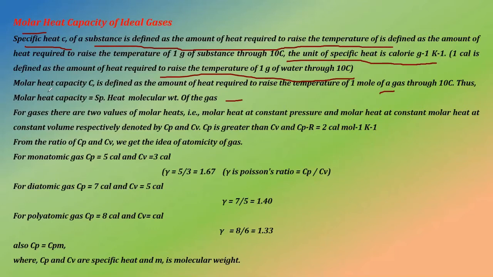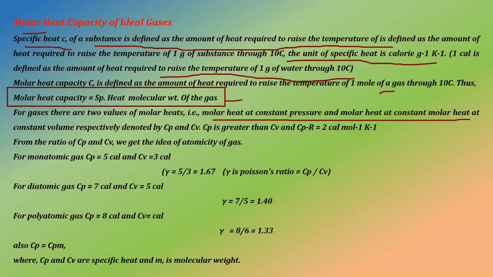Now this is the relation. This is important. This is the relation between molar heat capacity and specific heat through molecular weight. Okay. For gases, there are two values, that is molar heat capacity at constant pressure and molar heat capacity at constant volume. Okay. Cp is greater than Cv. Already these have been discussed. We have derived also the ratio of Cp and Cv. For monoatomic gases, Cp equals 5 and Cv equals 3. Okay. Gradually, if this type of question comes, then definitely the ratio is getting ready for us.